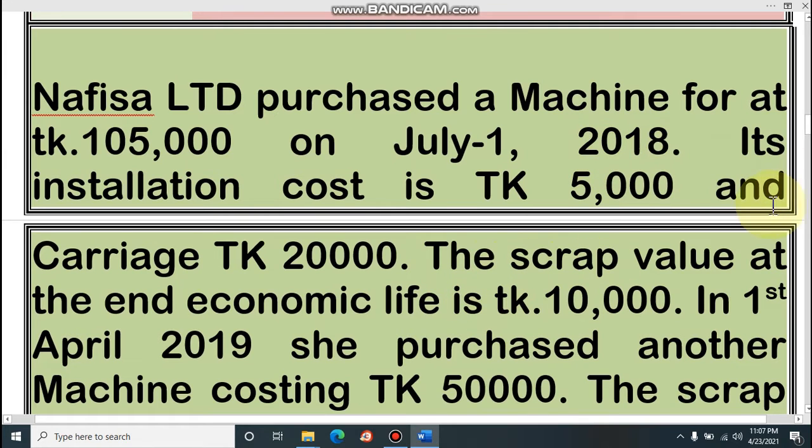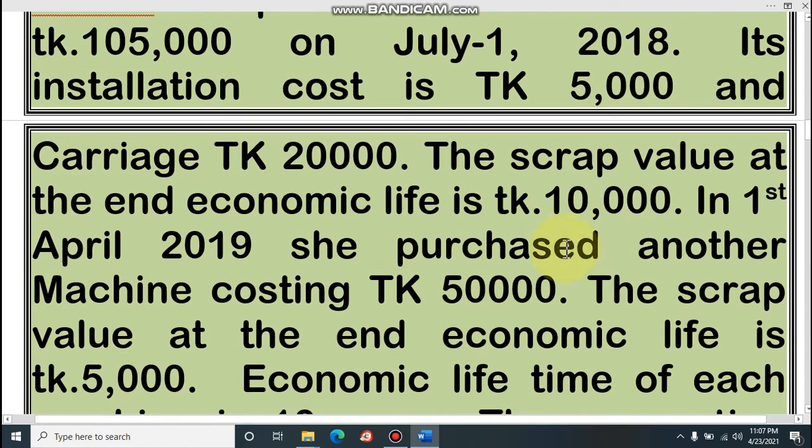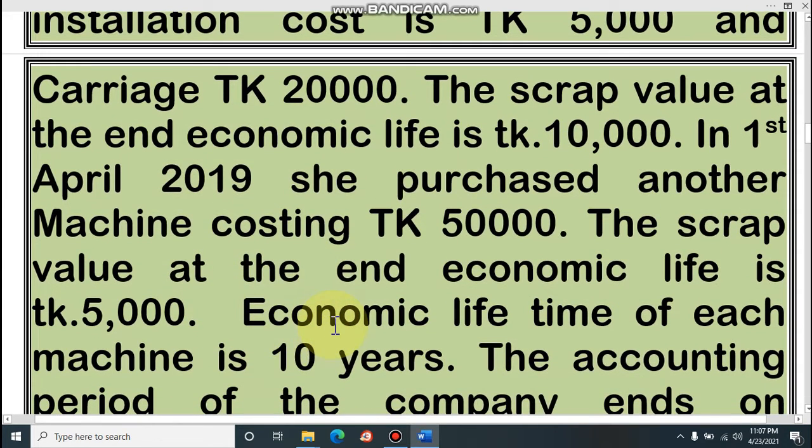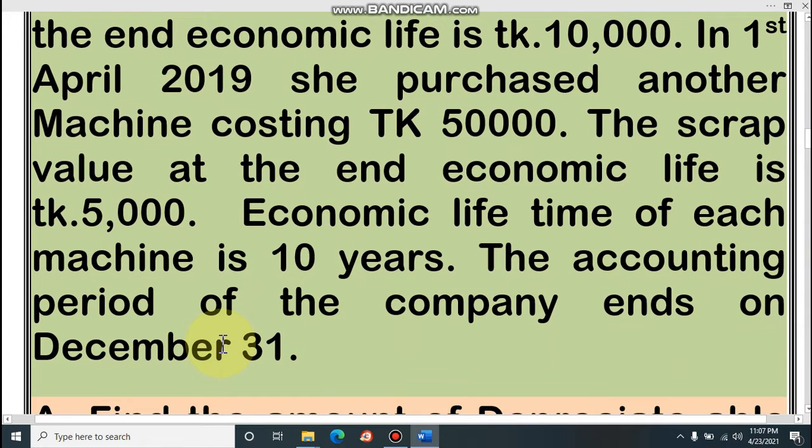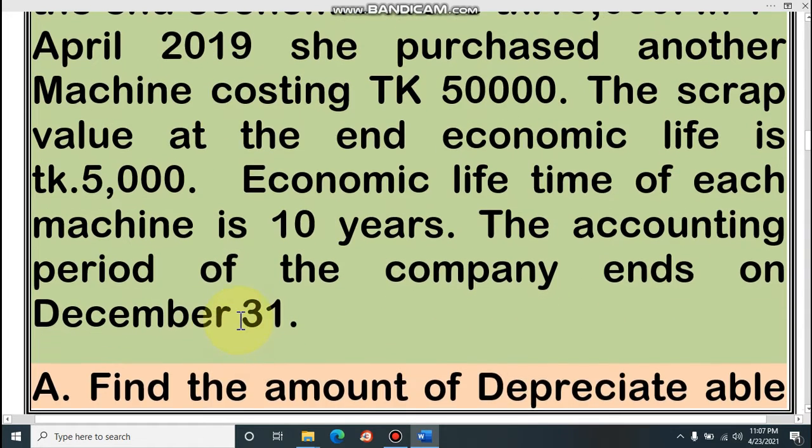Nafisa Limited purchased a machine for taka 1,05,000 on July 1, 2018. Its installation cost is taka 5,000 and carriage is taka 20,000. The scrap value at the end of economic life is taka 10,000. On 1st April 2019, she purchased another machine costing taka 50,000. The scrap value at the end of economic life is taka 5,000. The economic lifetime of each machine is 10 years and the accounting period of the company ends on 31st December.